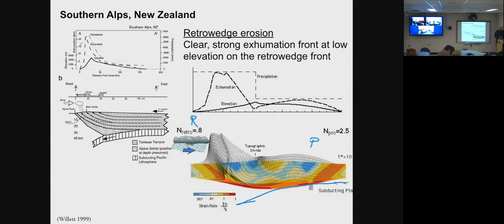And again, the model predicts that we'll have exhumation of metamorphic rocks at very low elevation on the retro wedge side of the orogen, which is exactly what you see in New Zealand. Not saying this is the truth, just saying this model is consistent with the observations, and it's a fairly elegant, simple way of explaining why you find upper greenschist, or actually amphibolite facies rocks, at not even 100 meters elevation in New Zealand.